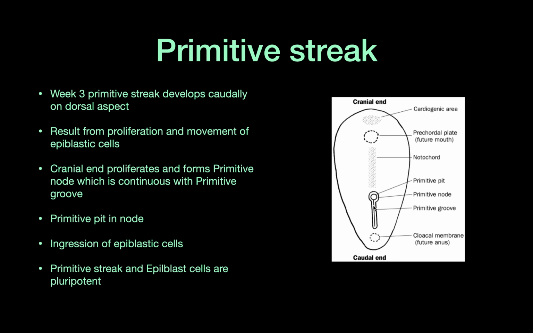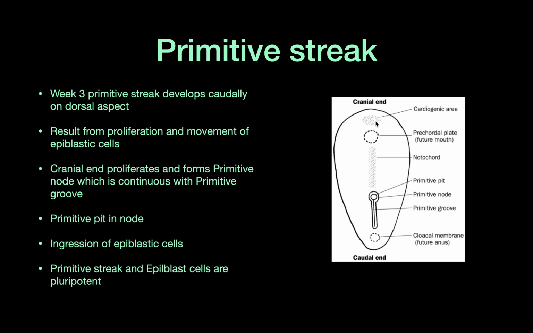And then there is also a primitive pit within the primitive node. And these are all formed by the ingression of the epiblastic cells. So the groove forms because they go inwards. And the primitive streak and the epiblast cells are pluripotent. So that means that these cells can differentiate into whatever other cells of the body.